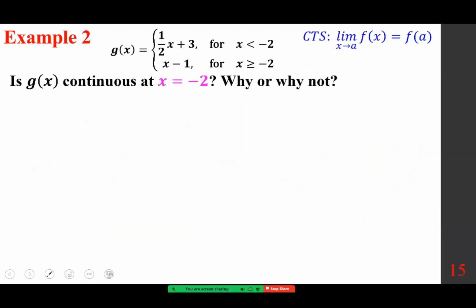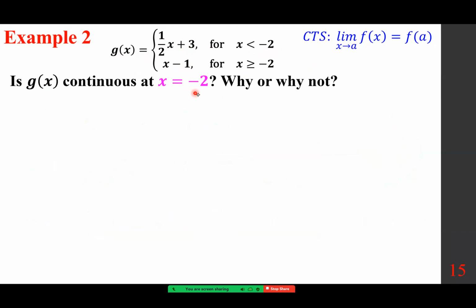What about this function? It is a piecewise defined function. g of x is defined as half of x plus 3 for x less than -2, and x minus 1 for x larger than or equal to -2. And we want to see whether the function is continuous at x equals -2.